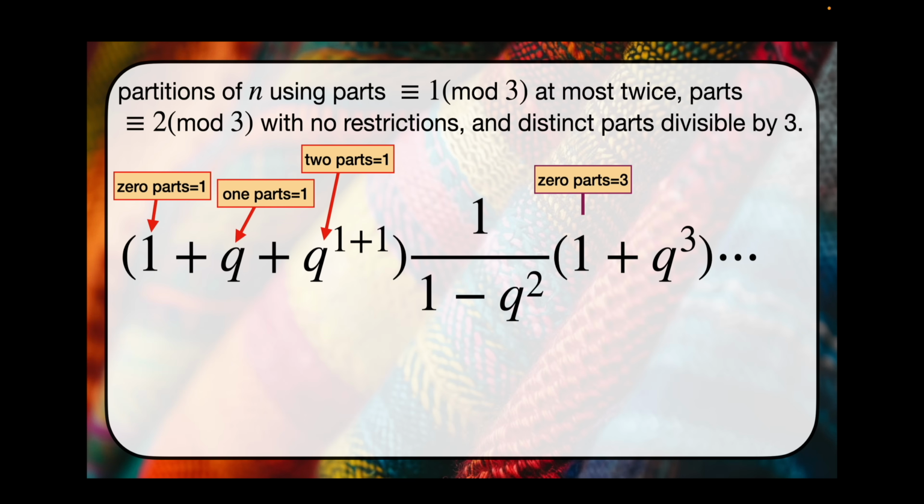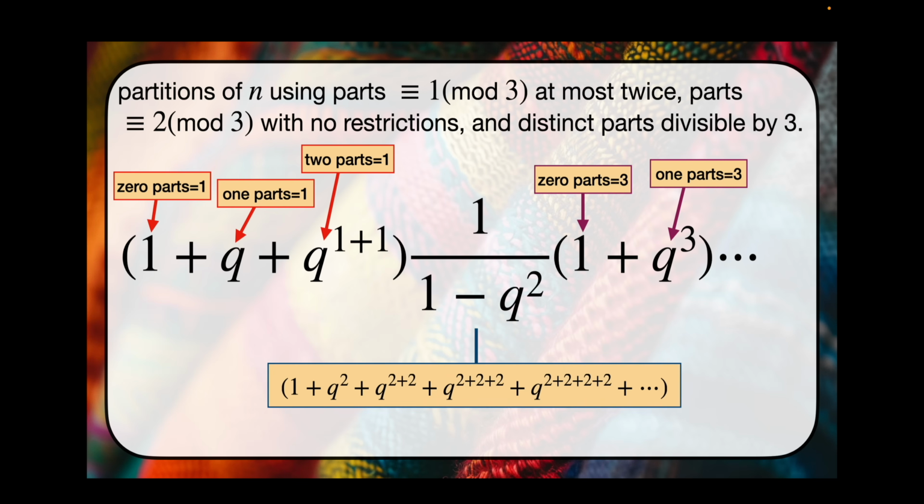And then this third part in our product corresponds to 0 parts or 1 part equal to 3. That corresponds to having distinct parts equal to 3. 3 is obviously divisible by 3. That's why we have that restriction there. And then this 1 over 1 minus q squared, and likewise on the last slide, the 1 over 1 minus q to the 5th can be expanded as a geometric series, and that's because here we can use as many parts equal to 2, or generally as many parts congruent to 2 mod 3 as we'd like.